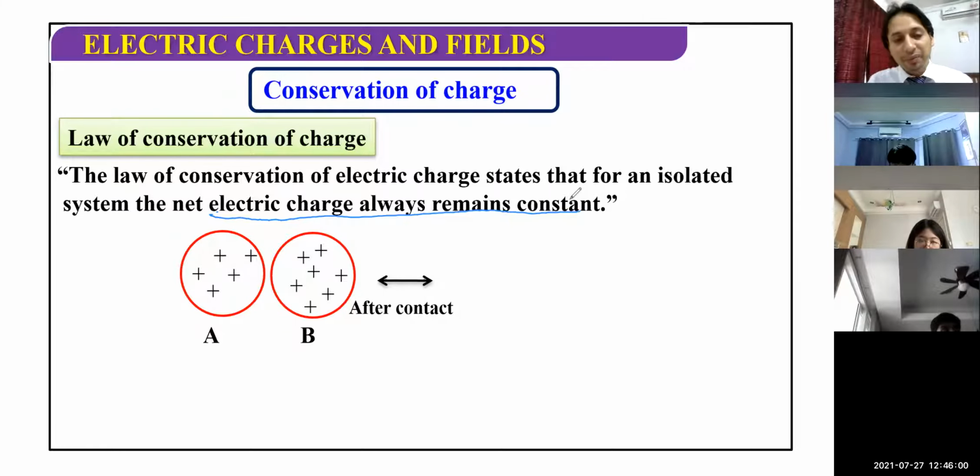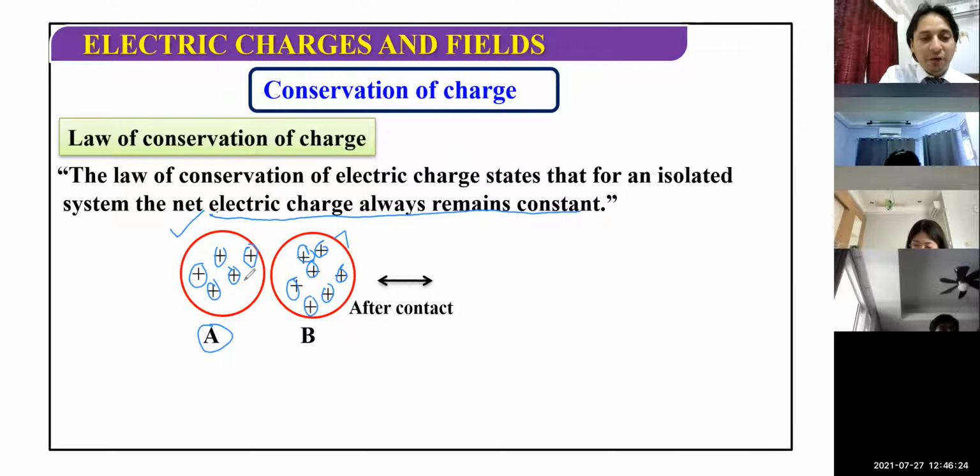For example, in this diagram, children, you can find we have an object A with a few charges given: 1, 2, 3, 4, 5 positive charges are there. Please look at it in such a way, these are the positive charge. This is not a sign of multiplication, it's a positive charge. And on the body B, again, we have a few positive charges, 1, 2, 3, 4, 5, 6, 7 charges are there.